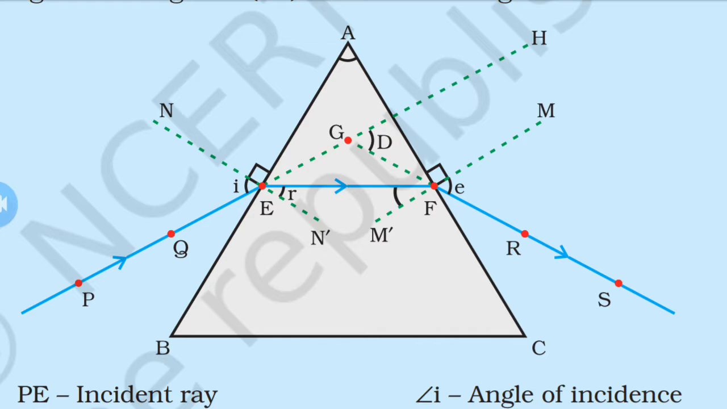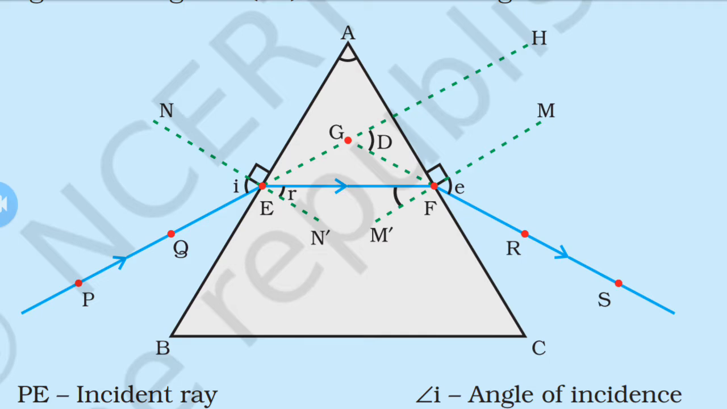Trace the outline of the prism using a pencil and draw the straight line PE inclined to one of the refracting surfaces, say AB of the prism. Now fix two pins, say at points P and Q on the line PE as shown in the figure. Look for the images of the pins fixed at points P and Q through the other face AC.